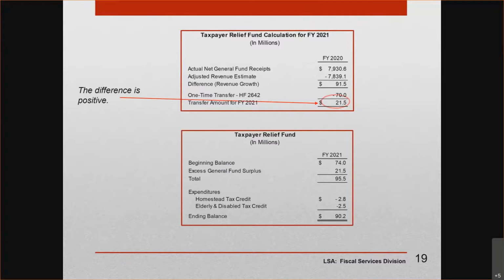So this table down here is the actual Taxpayer Relief Fund itself. In fiscal 21 had a beginning balance of $74 million. The excess general fund surplus dollars that were transferred get added to that $74 million. So you had revenues totaling $95.5 million to the fund. General Assembly did make a couple of appropriations to the tax credits. When you back those off, then you have an ending balance in the Taxpayer Relief Fund of $90.2 million.